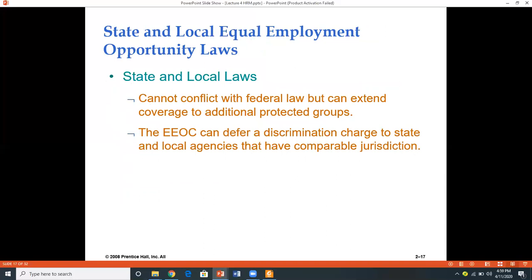State and local equal employment opportunity law. State and local law cannot conflict with federal law but can extend coverage to additional protected groups. The Equal Employment Opportunity Commission can defer discrimination charges to state and local agencies that have comparable jurisdiction.